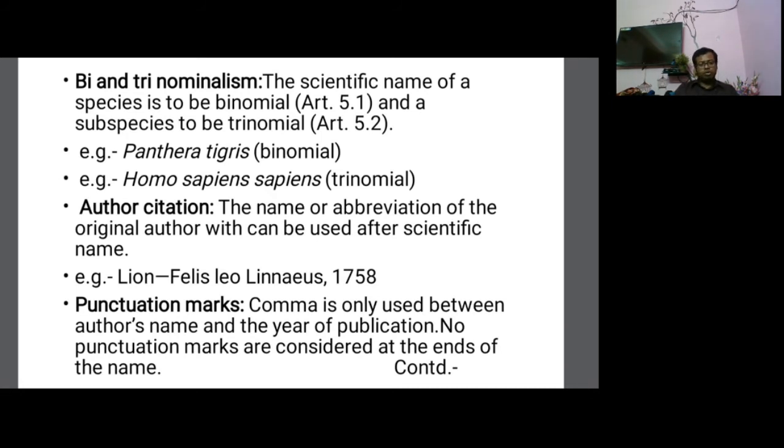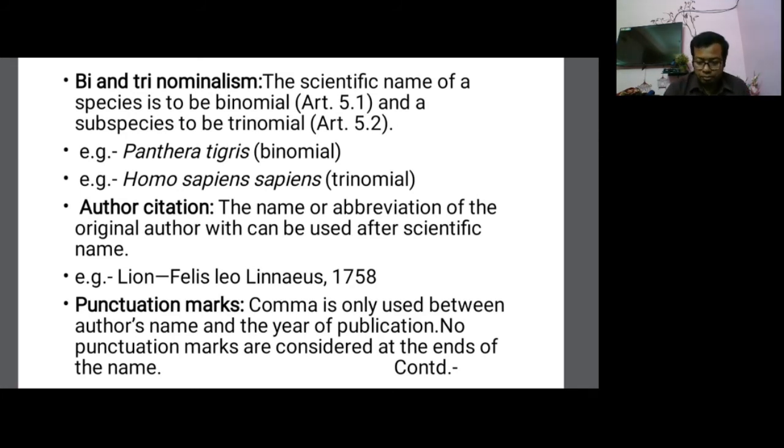Next point is punctuation marks. Different punctuation marks are used in scientific names. A comma is used in between the author's name and the year. As in the previous example, you can see there is a comma in between Linnaeus and 1758. No other punctuation marks are used at the end of the name. There is no full stop at the end of the scientific names.